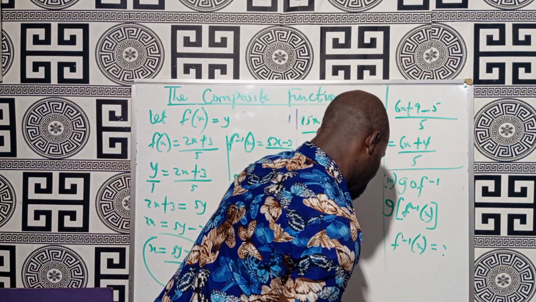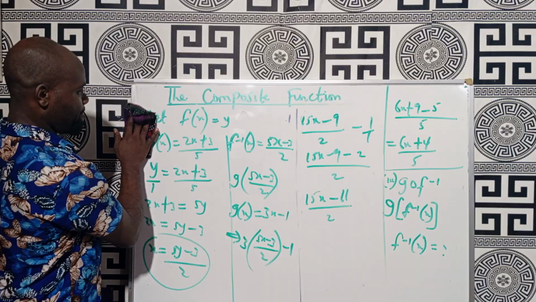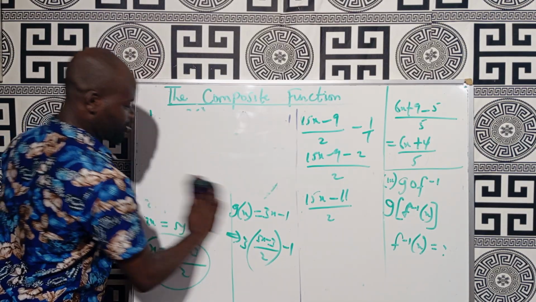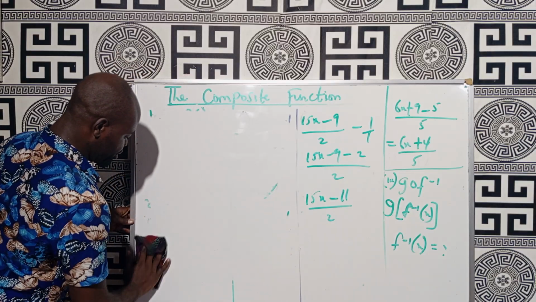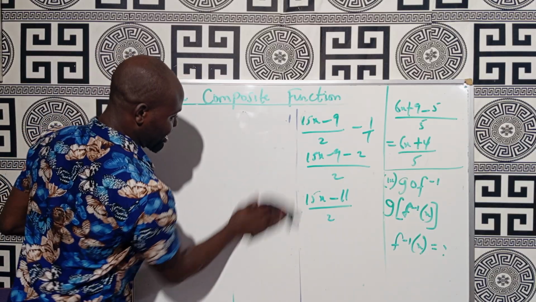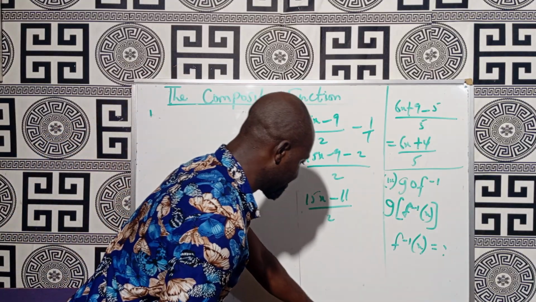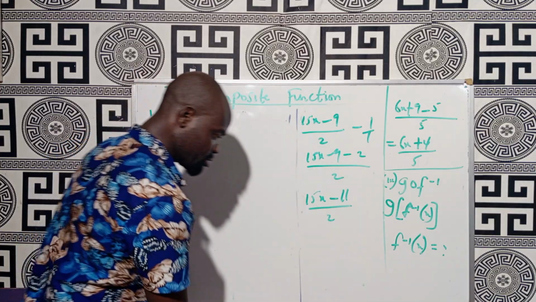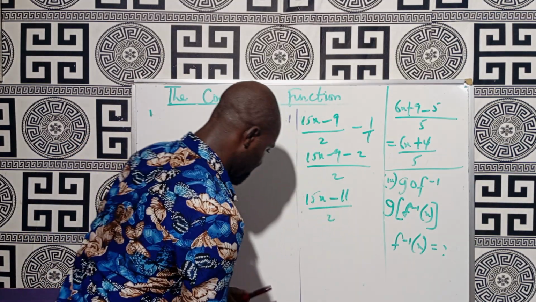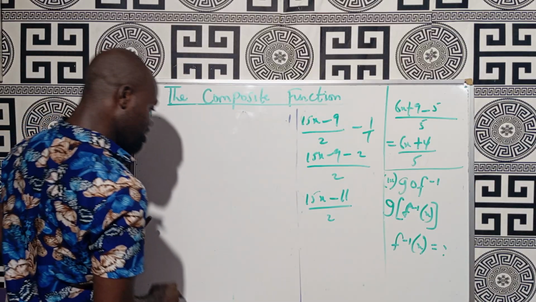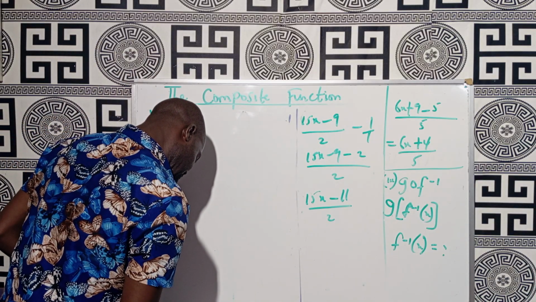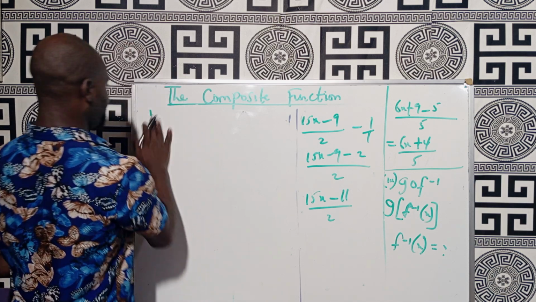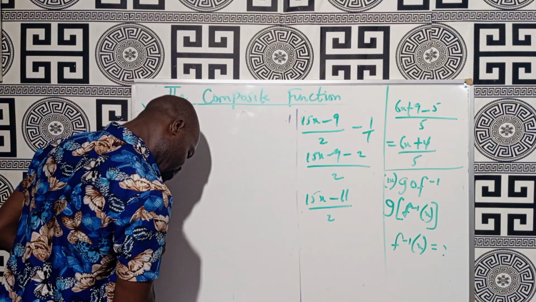So the next one is what? That's g inverse of f. Let's go quickly. G inverse of f. So you can see it's very easy and simple. So let's get g inverse of f. Okay, so where is the marker? That's number 4. So that's g inverse of f.